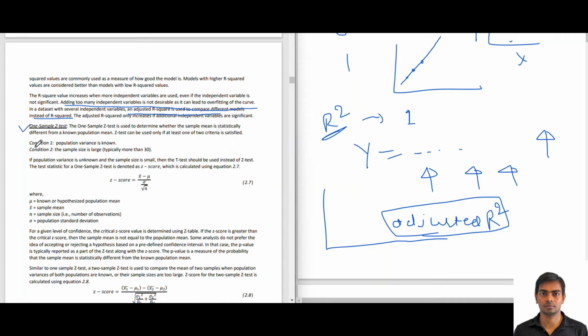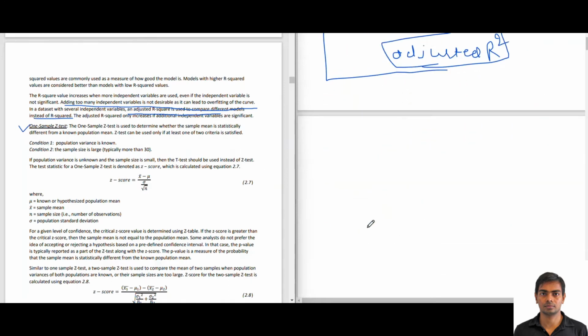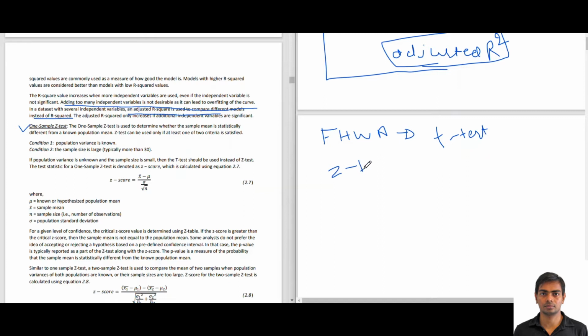Next, we will look at z-test and t-test. So in the FHWA simulation guideline is the first time there is a mention of t-test. And several DOT's guidelines are also available for microsimulation modeling, and in some of the guidelines they use z-test, and in some of the DOT's guidelines they use t-test.